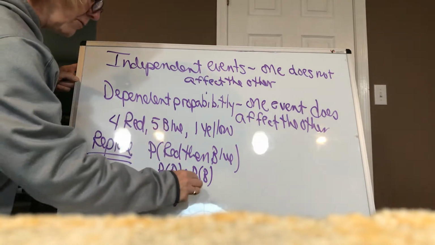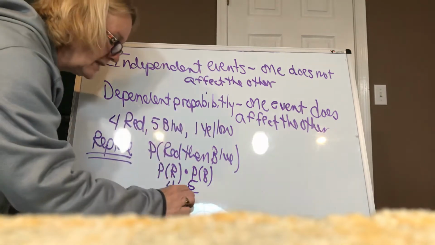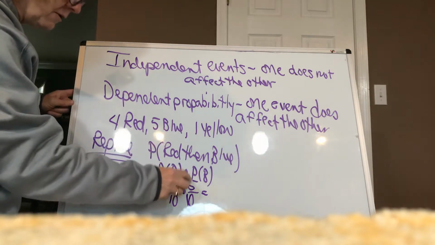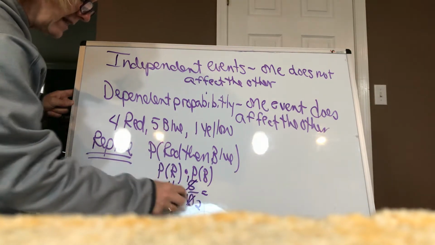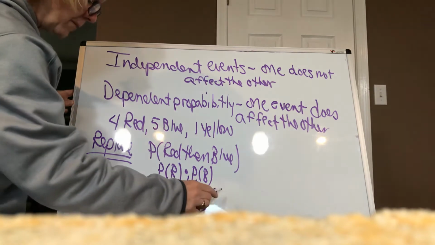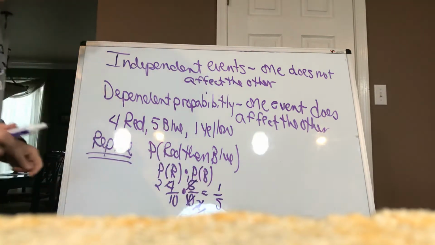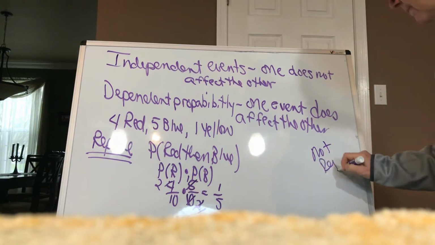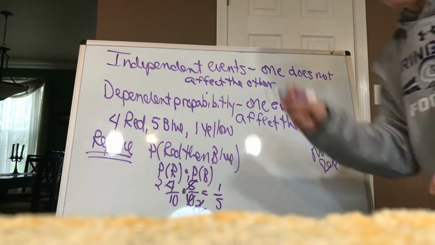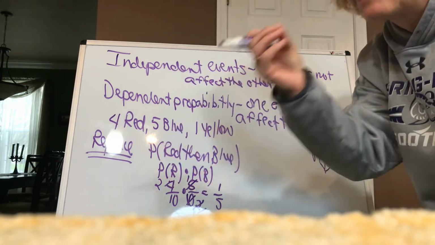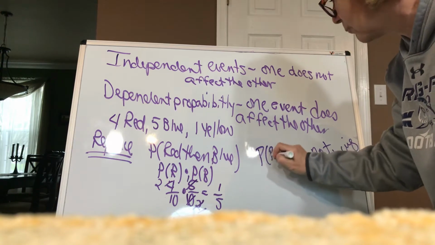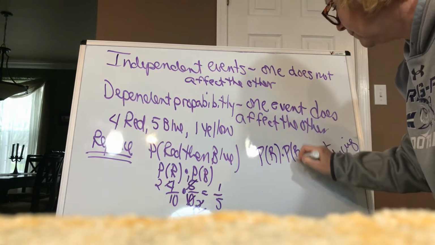Well, I have 5 blue marbles out of, there are still 10 marbles in the bag because I put the red marble back. So when I multiply this, I end up with 1/5. Okay? Now, I am going to do the same exact problem, but I am not replacing. Not replacing means you take that red marble and you put it on the counter, okay? So what is the probability of getting a red and then a blue?